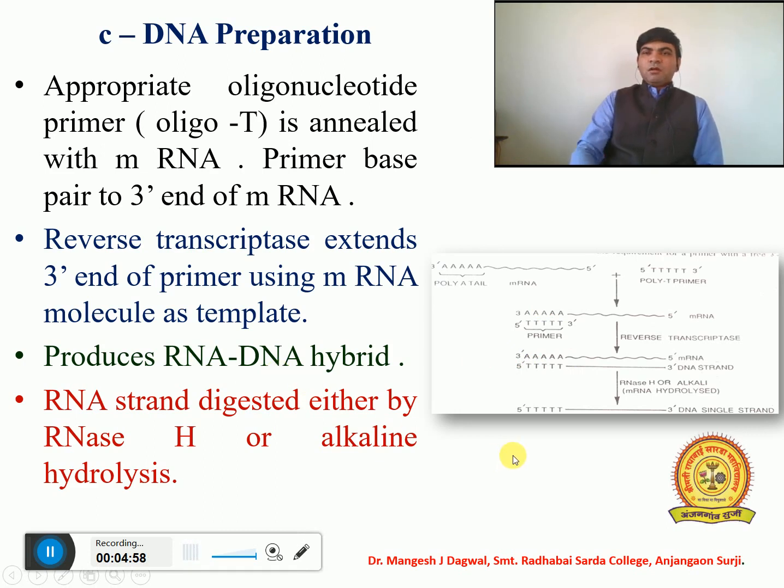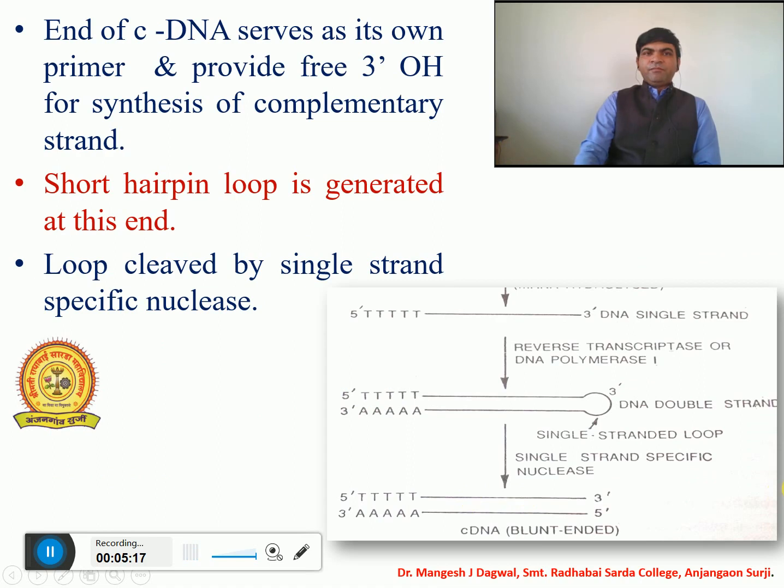Now, from this hybrid, the RNA strand is digested either by RNase enzyme or alkaline hydrolysis. Means the messenger RNA on which the DNA strand was formed is digested, and because of this digestion only the single-stranded DNA remains. Here we can see the single-stranded DNA which remains, and at the 5' end there is a TTT.